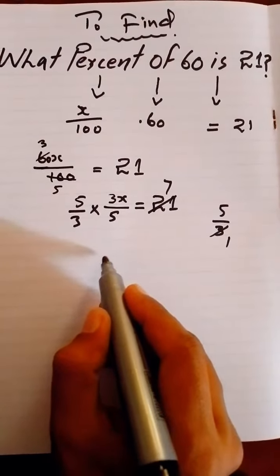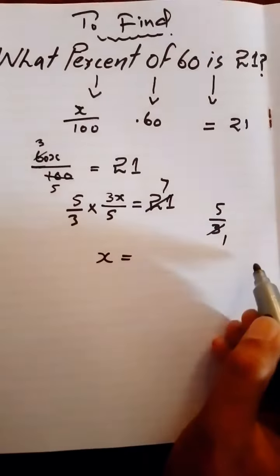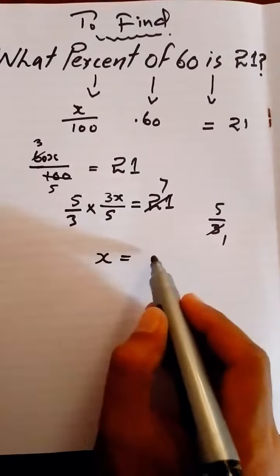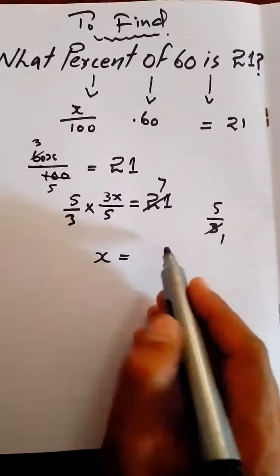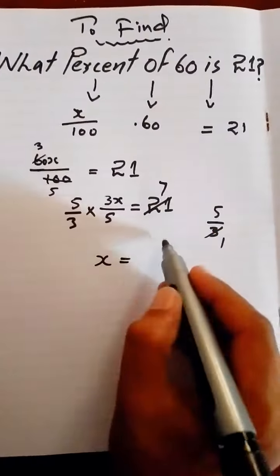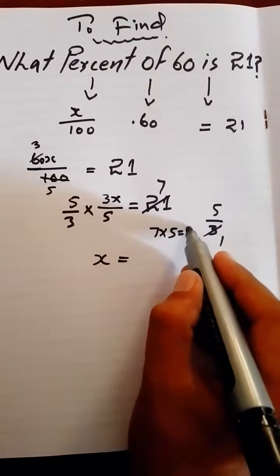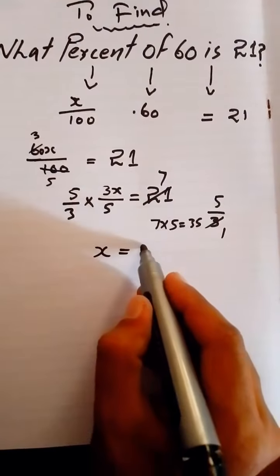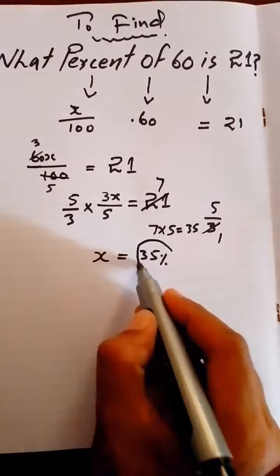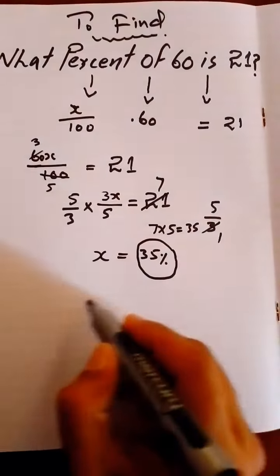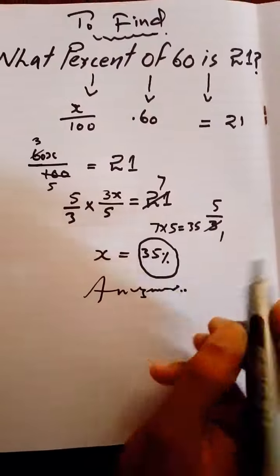What is the value of x? Put down x is equal to, we multiply 7 into 5 to find the percent. 7 times 5 is equal to 35. So our answer is the percent of 60 that is 21 is 35.